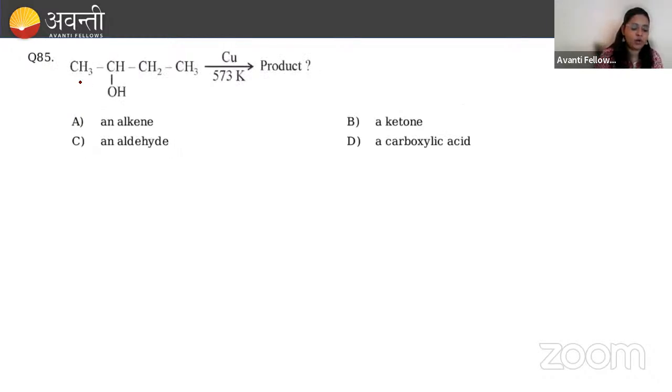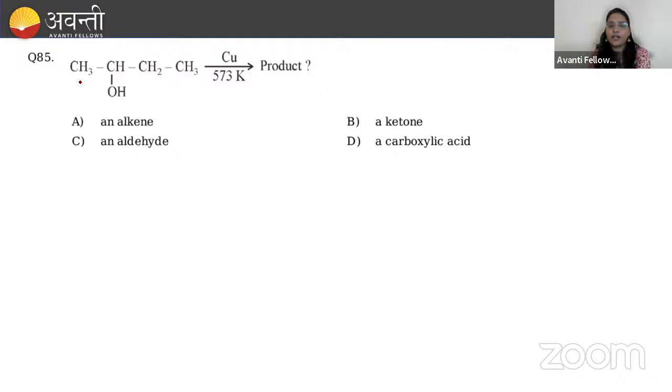In this reaction, we are asked for the product, whether it will be alkene, aldehyde, ketone or carboxylic acid. So do you have any answer for this? Copper is reacting with alcohol. So this is what? Oxidation. We have also seen this reaction. When alcohol undergoes reaction with respect to copper, what happens?